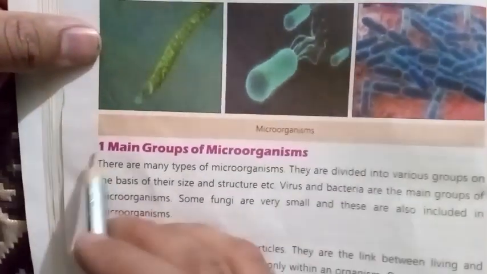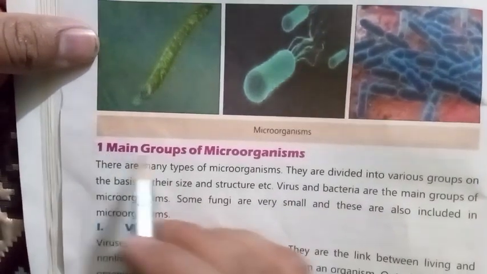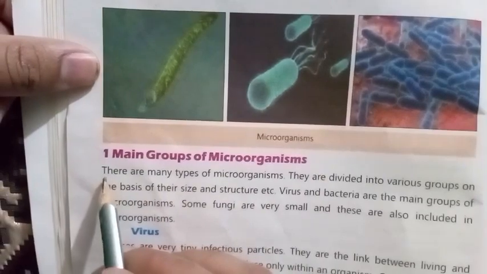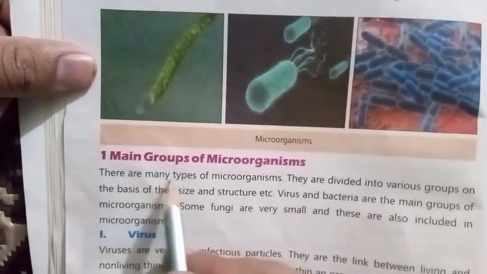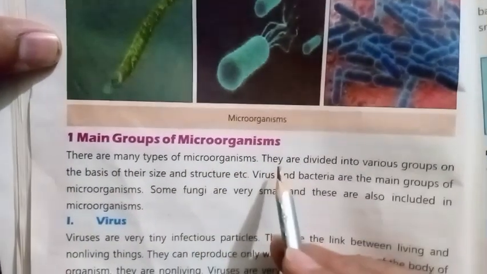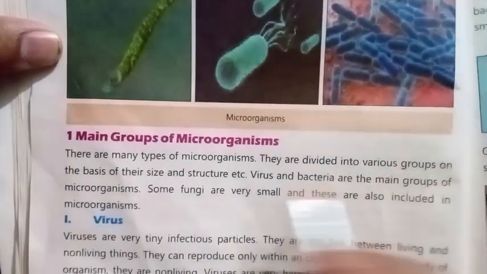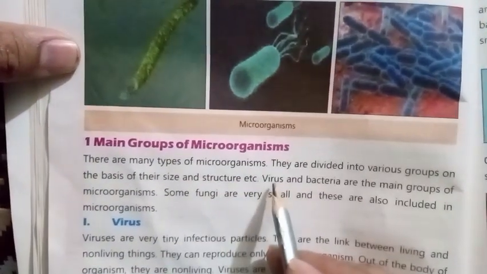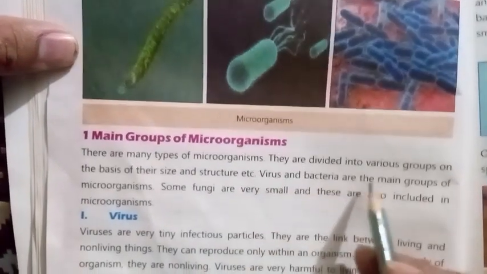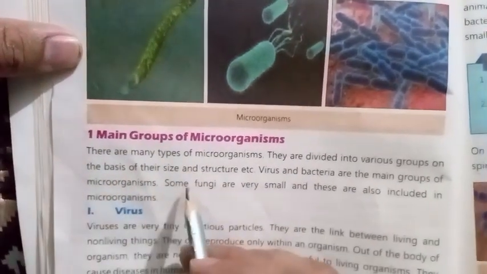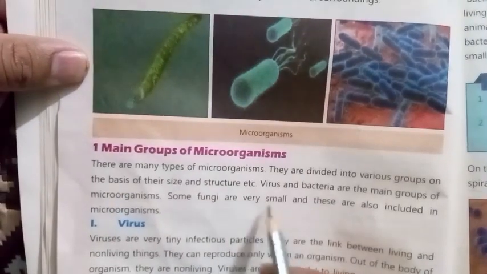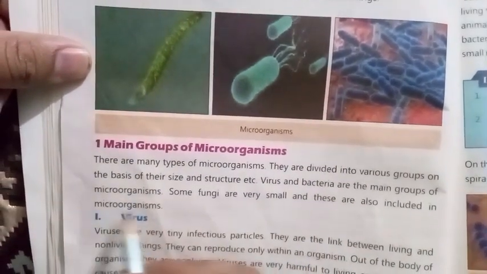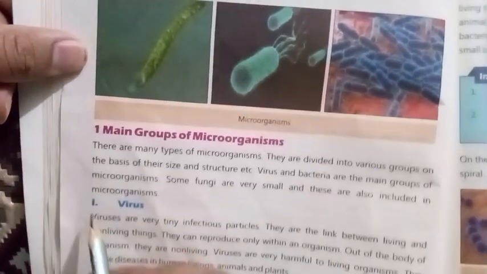Groups of microorganisms. There are many types of microorganisms. They are divided into various groups on the basis of their size and structure, etc. Virus and bacteria are the main groups of microorganisms. Some fungi are very small and these are also included in microorganisms.